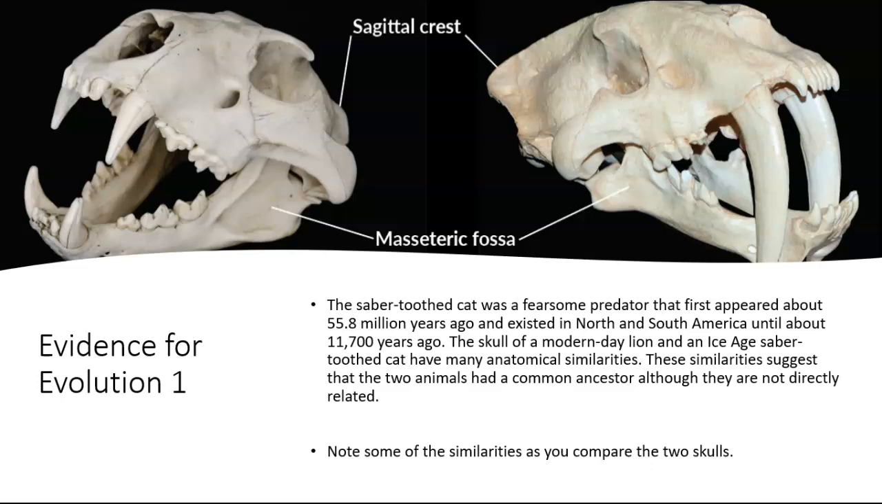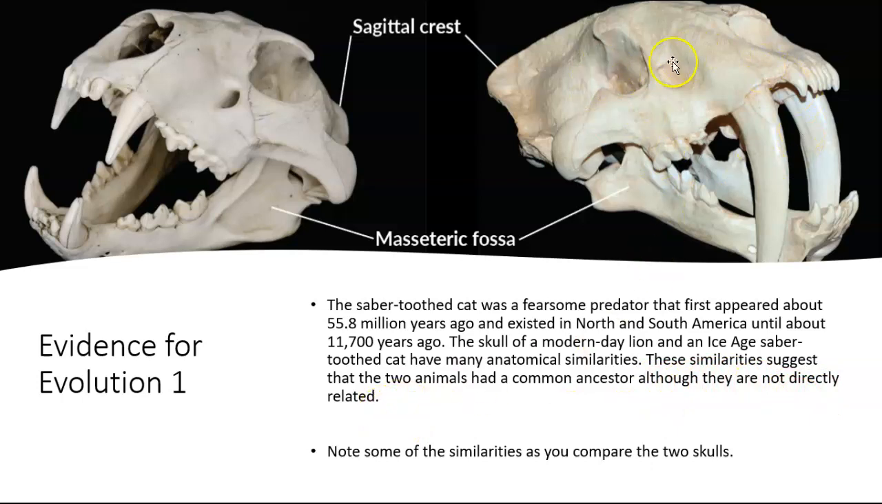All right, so our first little activity, we have 2 skulls here, and one is the saber-toothed cat. It was a fearsome predator that first appeared about 55.8 million years ago and existed in North and South America until about 11,700 years ago. The skull of the modern-day lion and an Ice Age saber-toothed cat have many anatomical similarities. These similarities suggest that the 2 animals had a common ancestor, although they are not directly related.